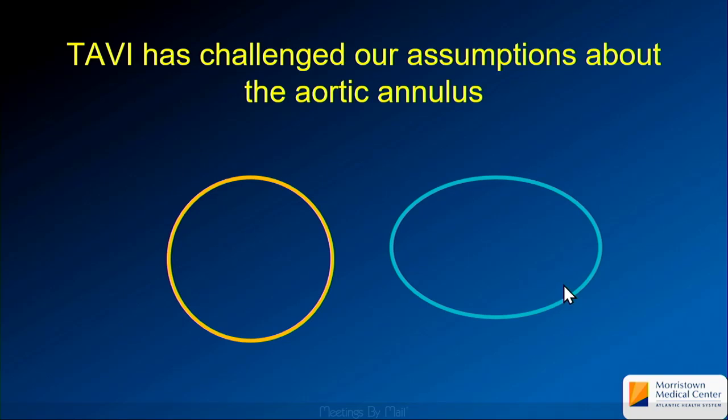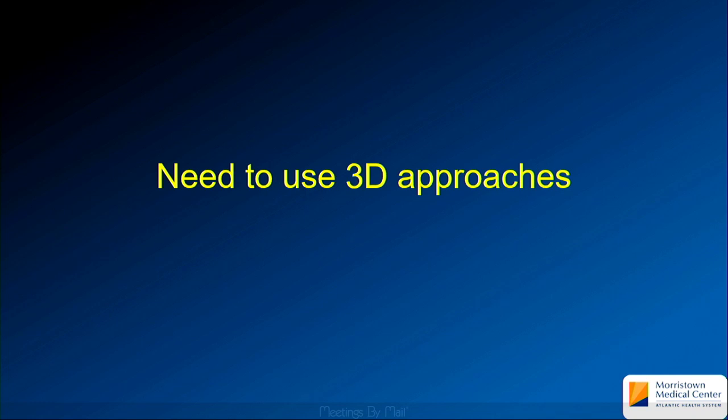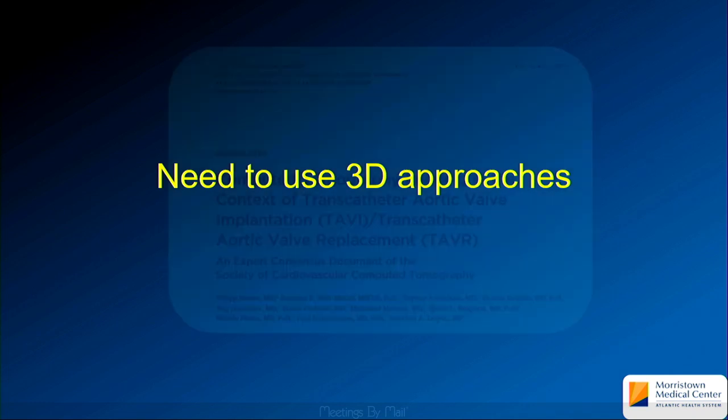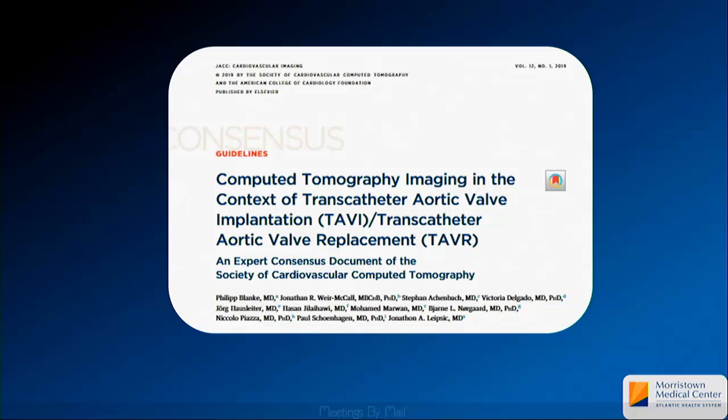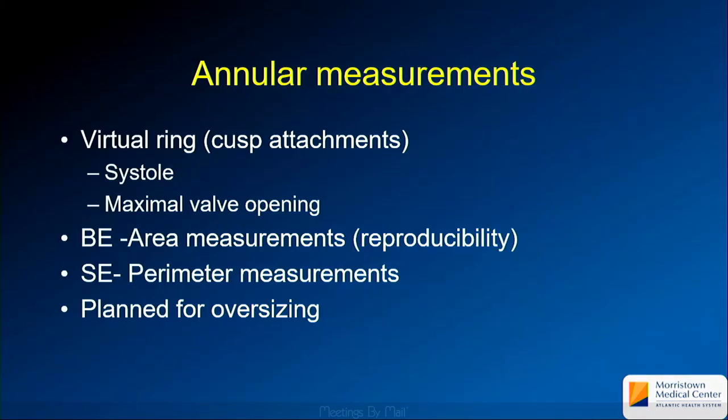Also, as TAVI has evolved, it challenged our assumptions about the aortic annulus. In fact, at least in the patients we see with aortic stenosis, it's rarely circular, often ovoid, and not infrequently just quite irregular because of the deposition of calcium. So we absolutely need to use 3D approaches. This is a wonderful reference. They published an expert consensus document that takes you nicely through how to use CT with some granularity in terms of doing these assessments.